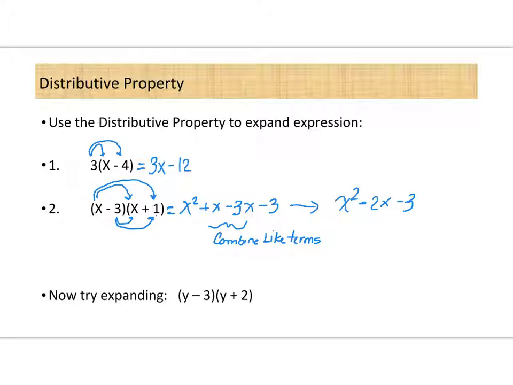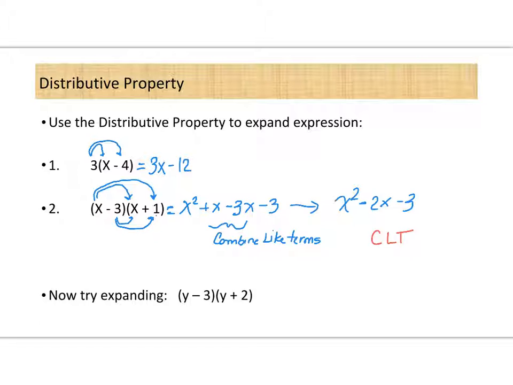Now, we're going to use the term combine like terms. A lot of times you will see me use the expression CLT, combine like terms. So in this case, the two terms that are like each other are the x terms, so I can add the coefficients, and in this case I get x squared minus 2x minus 3.